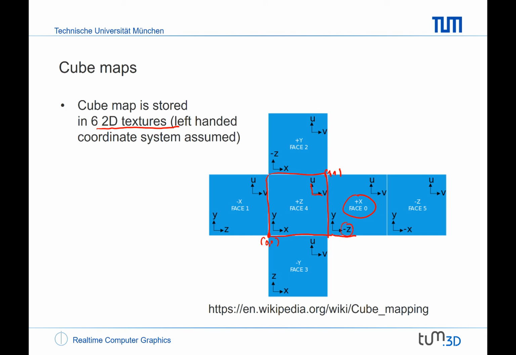And so you can just go through all the 6 cube map faces here, and, depending on the assumption of a left-handed coordinate system, determine to which of the positive x, y, and z, and the negative x, y, and z directions the local UV coordinates of the generated texture correspond.